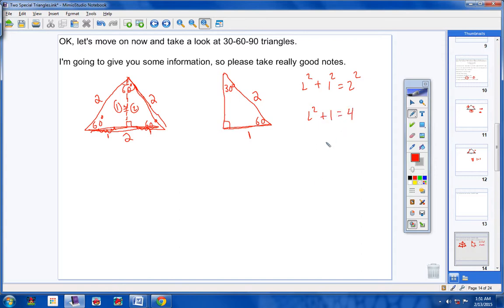Bring the 1 over and make it negative. L squared equals 3. Now take the square root of both sides, and L equals the square root of 3. So my missing leg here is square root of 3. Got it? I'm going to wait a second while you get caught up, then we're going to go on.